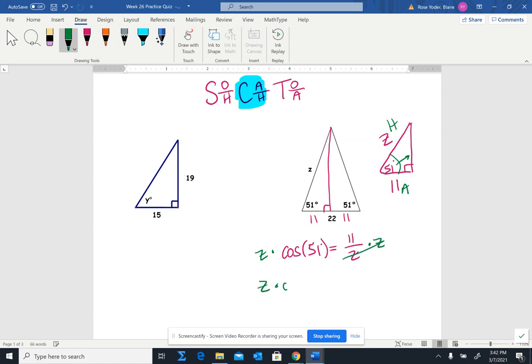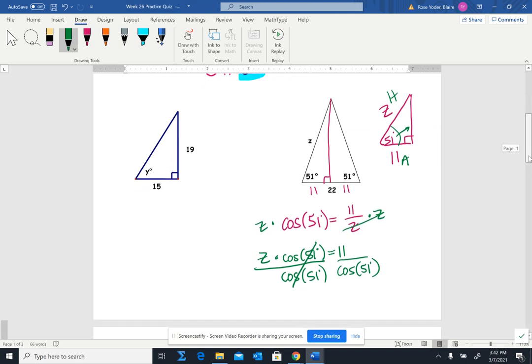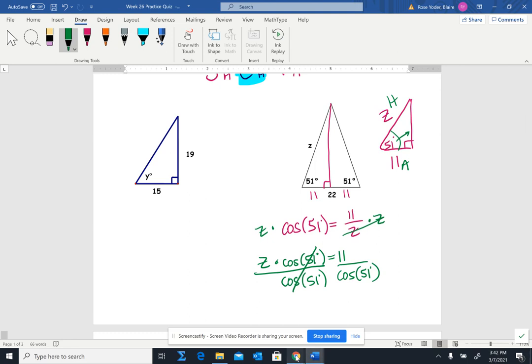And then I have to do one more step because my goal is to get the Z by itself. So to get the Z by itself, I need to cancel out the cosine 51. So I divide both sides by cosine 51 in order to get my Z. And then that's what I'm going to type into the calculator, 11 divided by cosine 51.